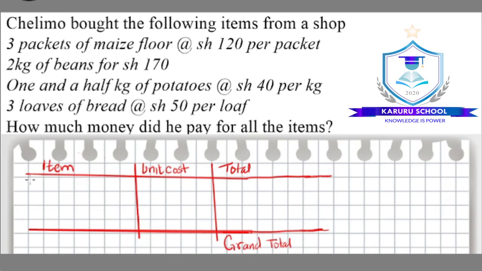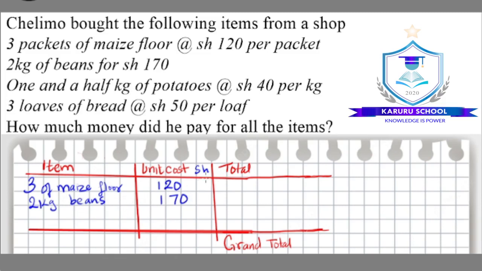So we have 3 packets of maize flour, and the unit cost per packet is 120 shillings. And then 2 kilograms of beans, and the total amount that he spent is 170 for all the 2 kilograms.